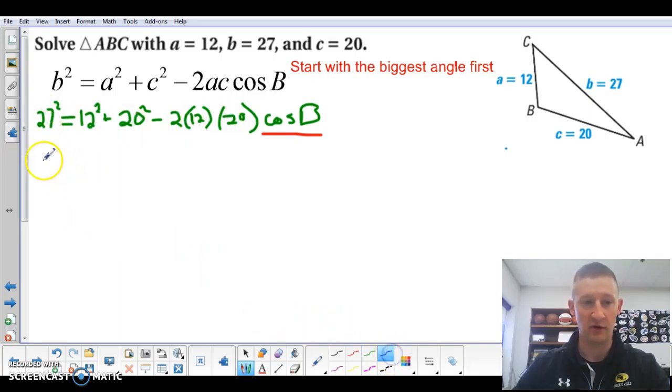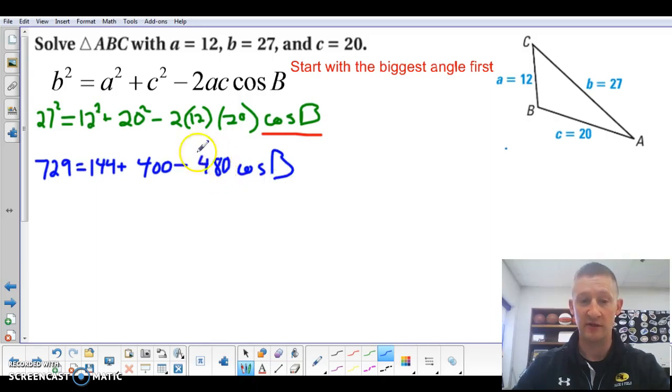Well, 27 squared is 729. You can type it in your calculator and check if you don't believe me. And that equals 12 squared, which is 144, plus 20 squared, which is 400. And then we subtract 2 times 12 times 20 is 480. So I've got 480 times the cosine of B. The fact that it's multiplied by the cosine of B is important. That means this negative 480 needs to not be combined with these two numbers, okay? It's very, very important that you just add these two, leave the negative 480 alone for right now. So adding these two together because they're like terms, that gives us 544. So we've got 729 equals 544 minus 480 times the cosine of B once again.